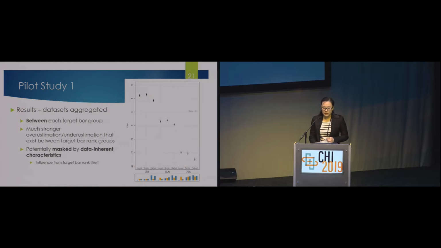However, we are quite surprised to see a much stronger between target bar group effect, that is an overestimation in the low bars group and a very strong underestimation in the high bar group. We hypothesized that this is mainly due to the choice of the target bar rank itself, and that our investigation of the neighborhood effects might have been masked by this data inherent characteristic.